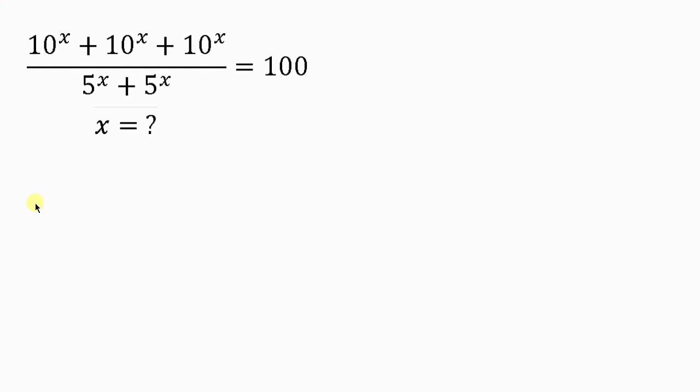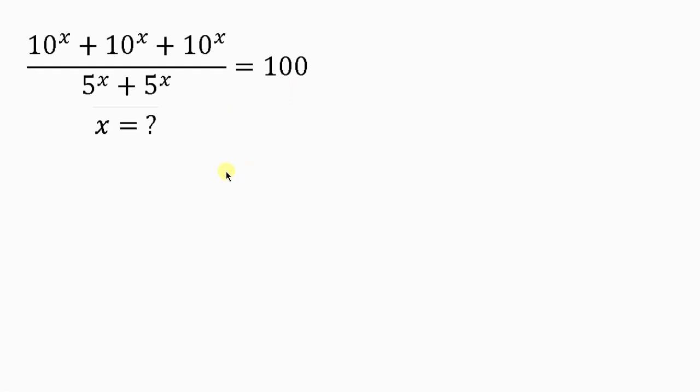We're here again with another interesting question that we're going to be solving. And the question says, find the value of x for which 10 to the x plus 10 to the x plus 10 to the x all over 5 to the x plus 5 to the x is equal to 100.